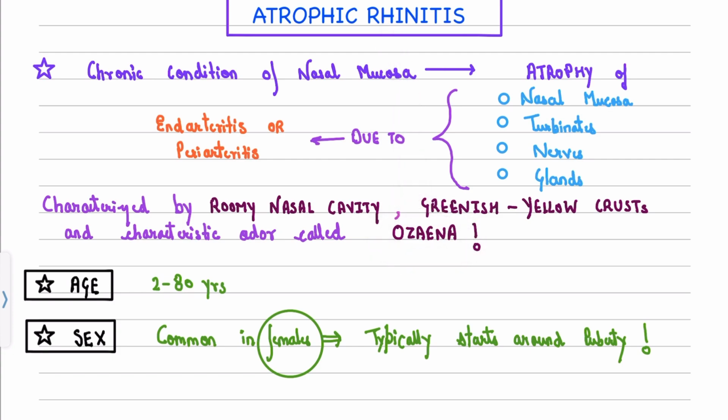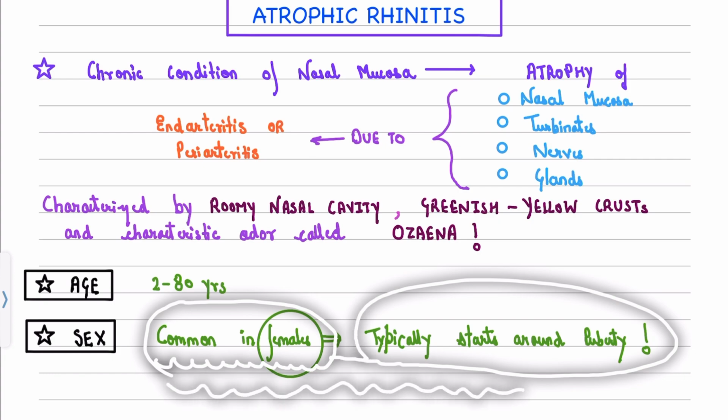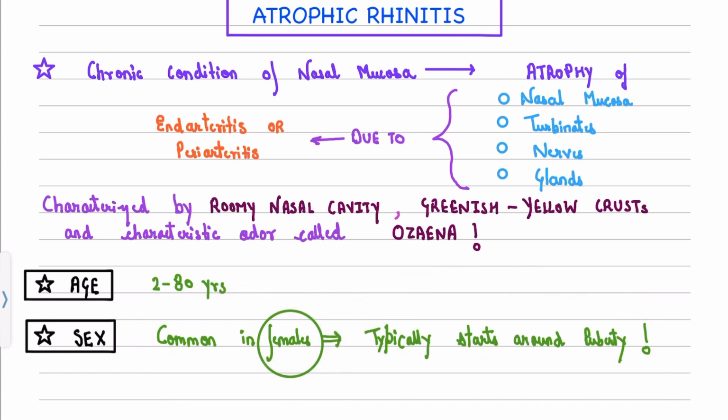Okay, atrophic rhinitis might occur in all ages, 2 to 80 years of age, but the buzzword is going to be atrophic rhinitis is more common in females, and especially atrophic rhinitis starts around puberty. So this particular line would always be in a question of atrophic rhinitis. That is, a female presents to you at the age of puberty with the following symptoms. Alright, so it's going to be atrophic rhinitis.